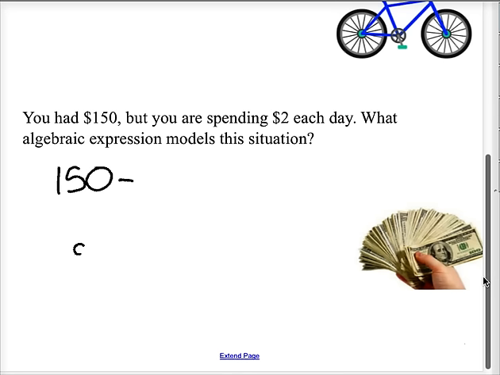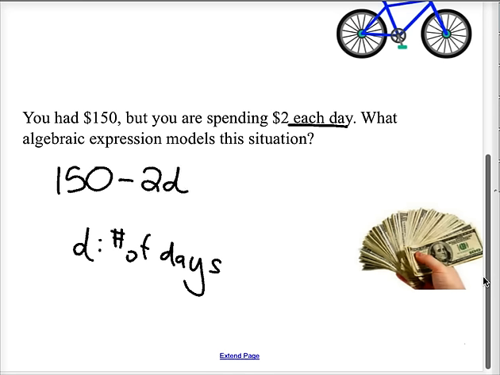So we're introducing the variable. What do we need? Well, we need the number of days. That's what we don't know. Now, this is very similar to that biking example, $2 for each day. After 1 day, I spent $2. After 2 days, I spent $4. After 3 days, I spent $6. So that's another example of that vocabulary, each day. So $2 for each day, I represent via multiplication, and we're subtracting it off of the money that we started with.